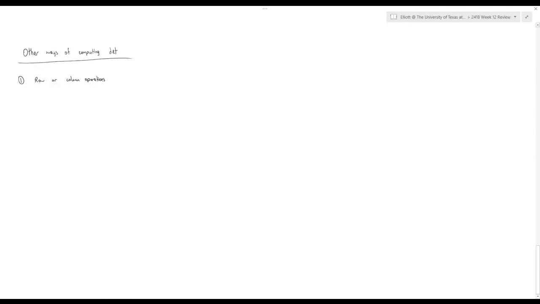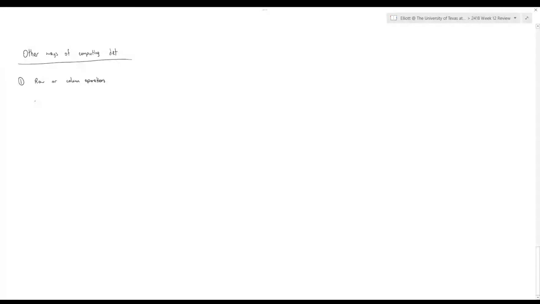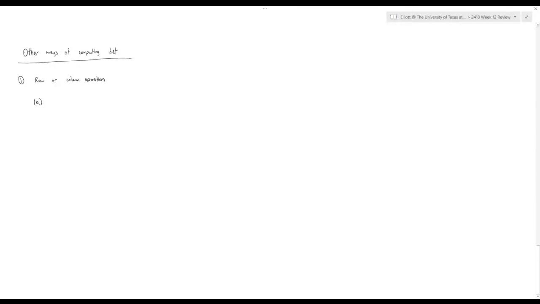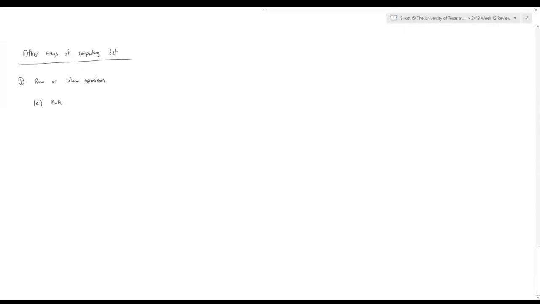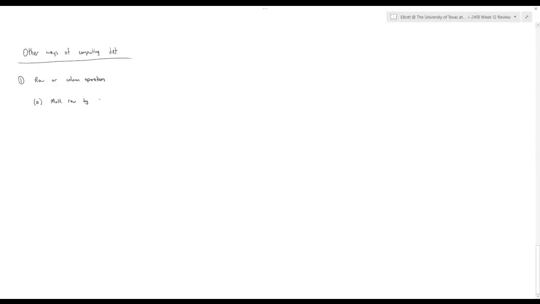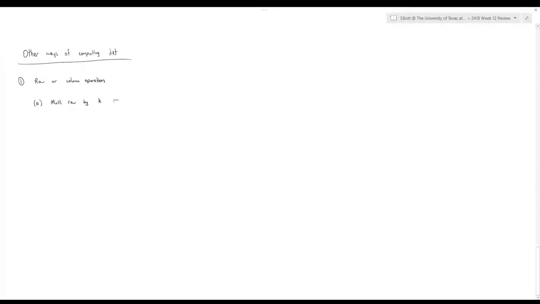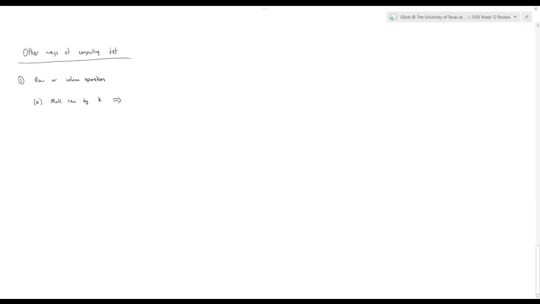So first, let me talk about how performing row operations on a matrix will affect its determinant. There are three types of row operations that you can perform, at least we classify them into these three types. You can multiply a row by a scalar. If you multiply a row by a number k, that will also scale the determinant by a factor of k.